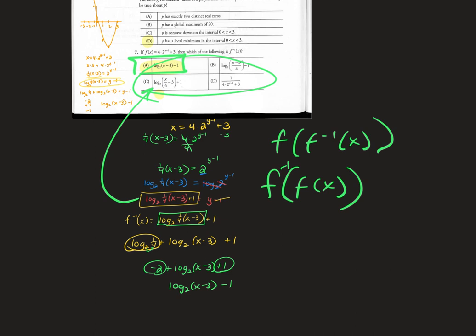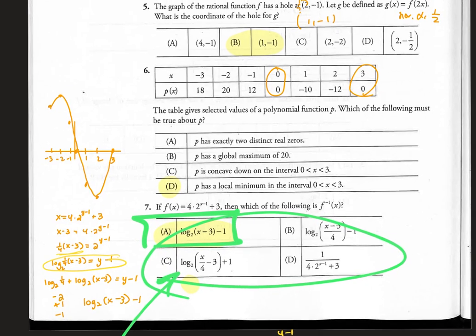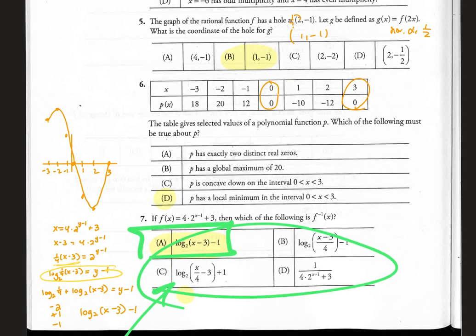Okay. Yeah, later with time we can look at it, but sorry, I did this so long ago, I don't even remember. The table gives selected values of the polynomial. Which of the following must be true about it? So I mapped it over here, right?